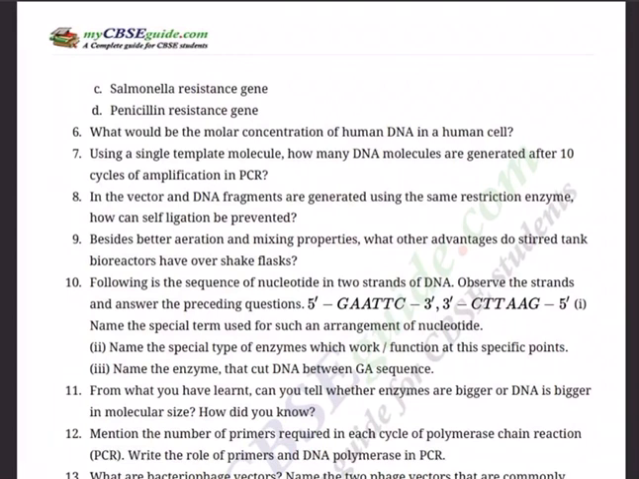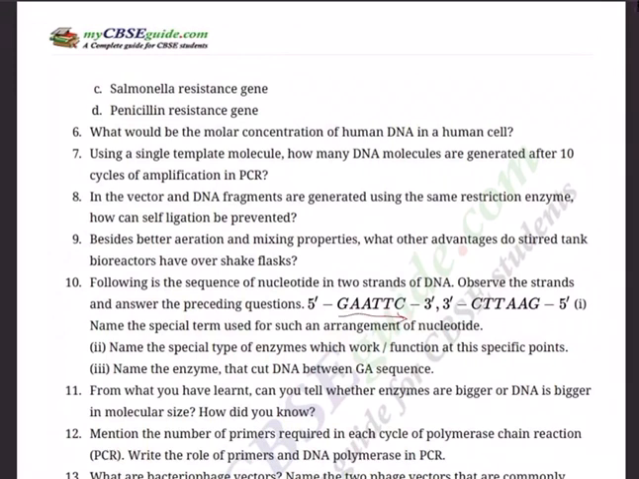Question number 10. Following is the sequence of nucleotides in 2 strands of DNA. Observe the strands and answer the questions. 5' dash G A T T C. These are all, of course you know it, nucleotides. And 3'. And another one is 3' dash C, T, A, G. C for cytosine, T for thymine, A for adenine, G for guanine. Of course, you are familiar, nitrogenous bases. And 5'. Question 1. Name the special term used for such an arrangement of nucleotides.